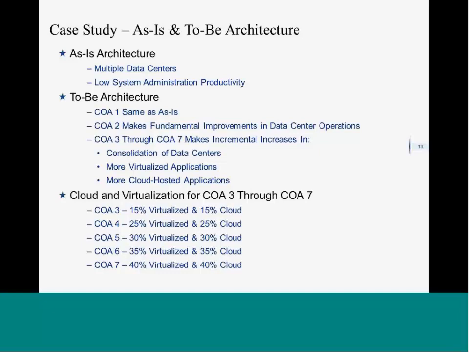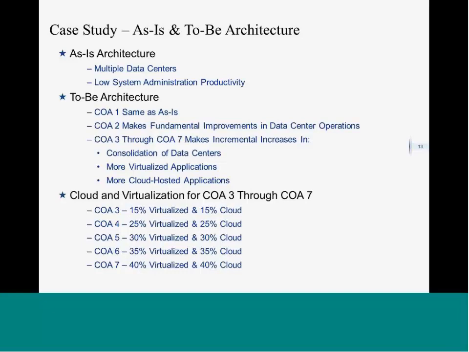In each of our courses of action 3 through 7, we would make incremental increases in data center consolidation, virtualized applications, and cloud-hosted applications. Yet what would vary within each of these courses of action, 3 through 7, would be the level of virtualization and cloud hosting. Now with course of action number 3, we would start with 30% of our applications virtualized or ported to the cloud with an even split of 15% virtualized, 15% in the cloud.